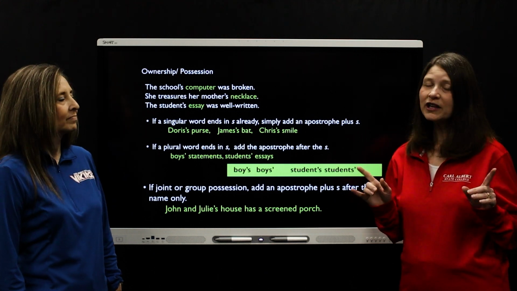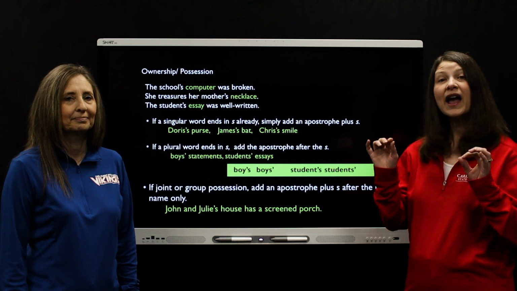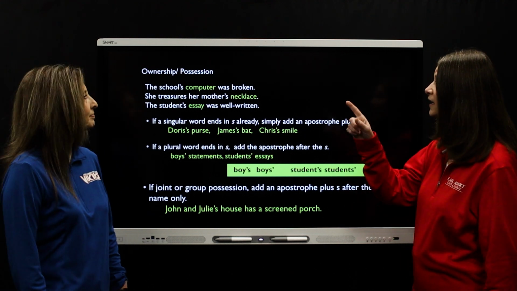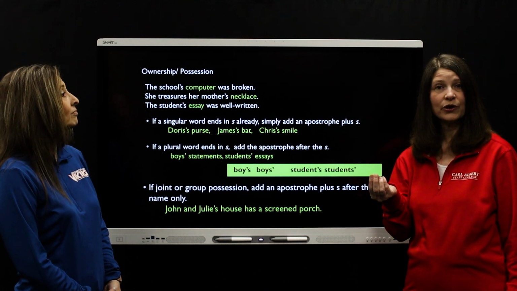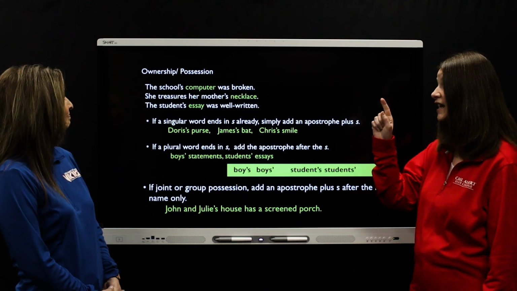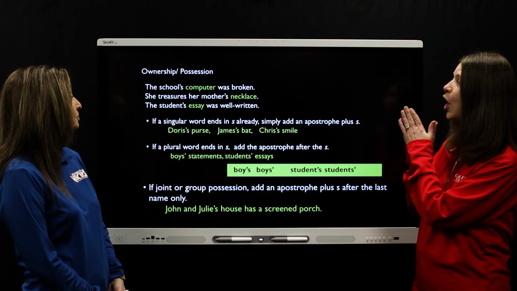Now, keep in mind that just because a word ends in S doesn't mean it merits an apostrophe, right? We have to see if it owns something. In this example, the school's computer was broken. Does the school own the computer? Yes, they do. Okay, then it merits an apostrophe. So that apostrophe is showing that the school owns something.